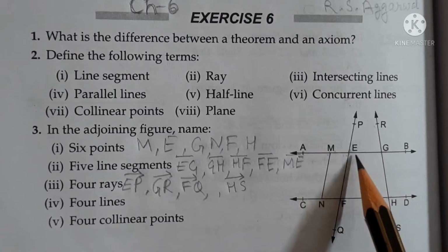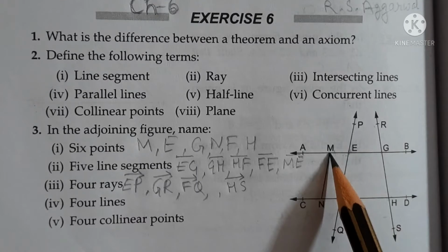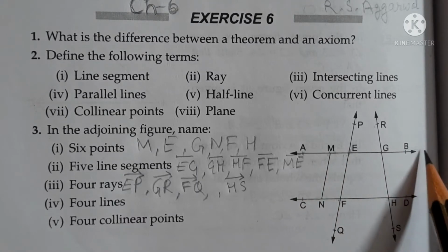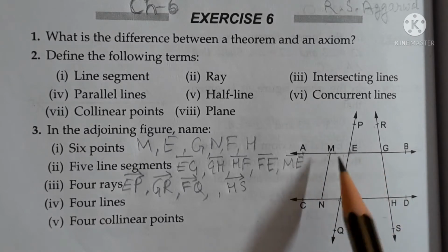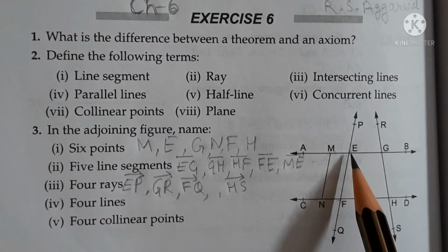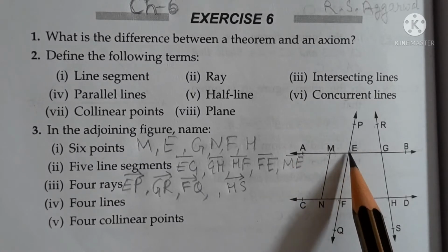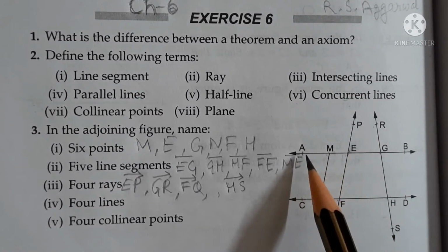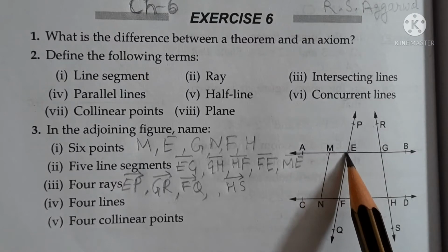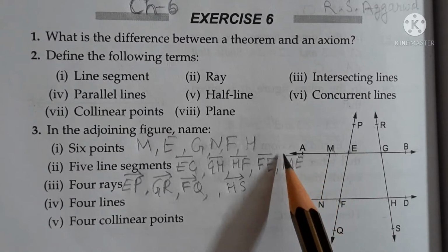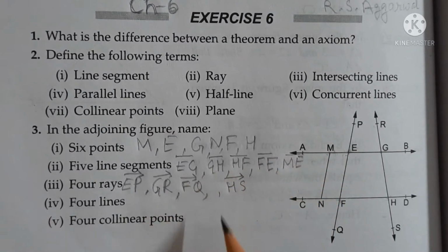You can write EB, MB, because it extends in one direction. If you are taking EA, then it means it started from E and extends to A endlessly. If you write AE, then it will be wrong.